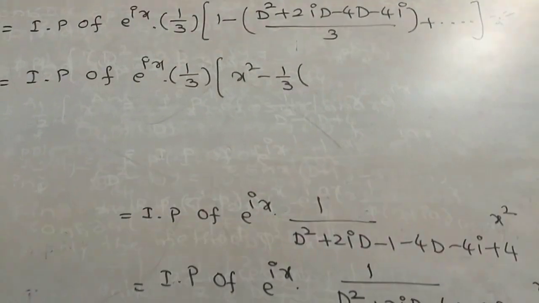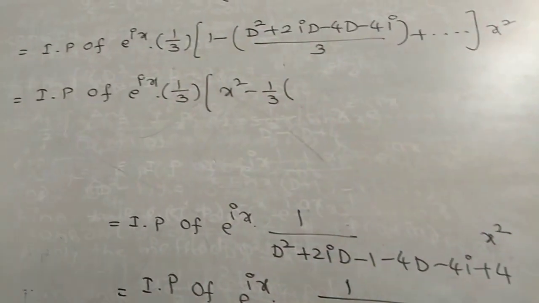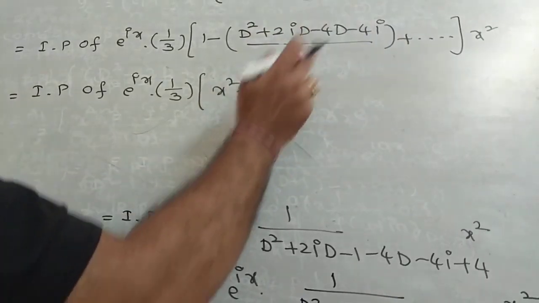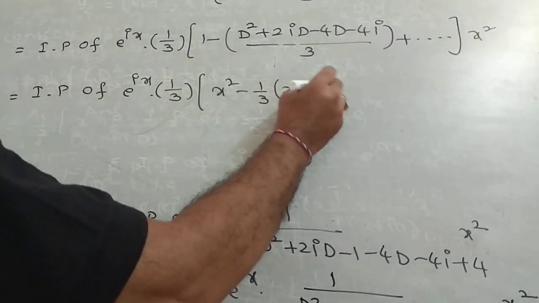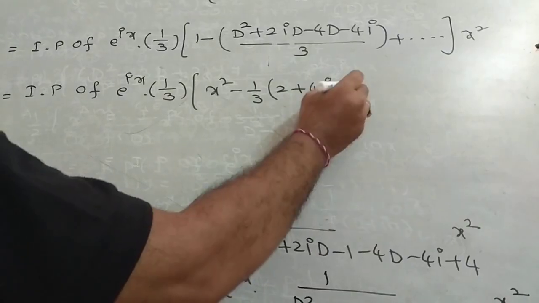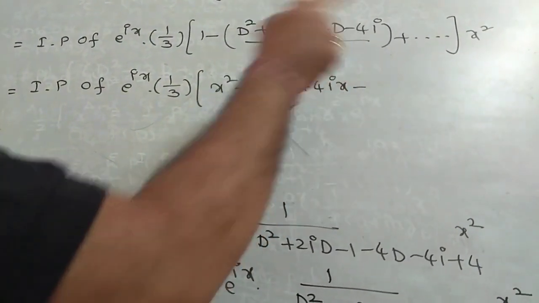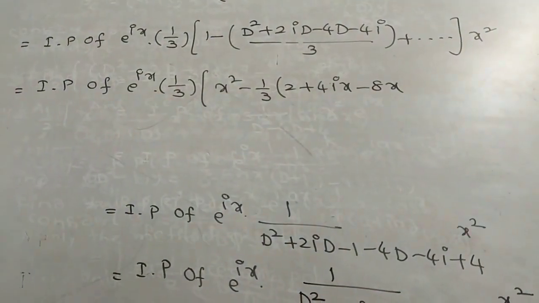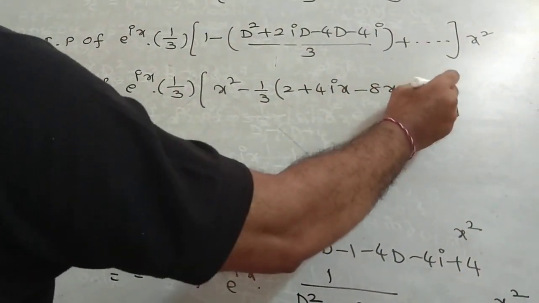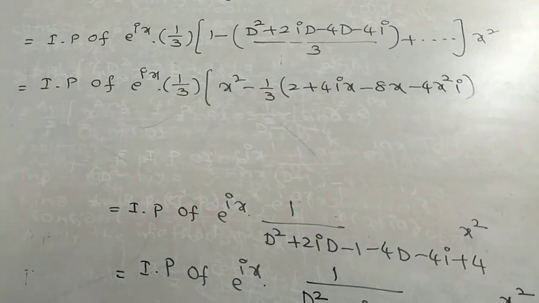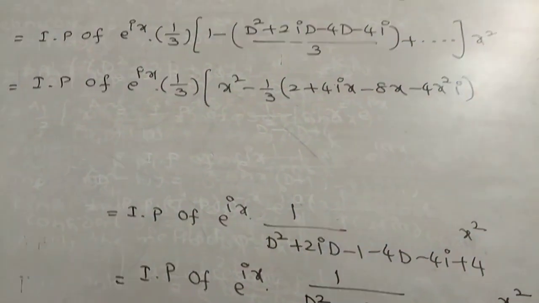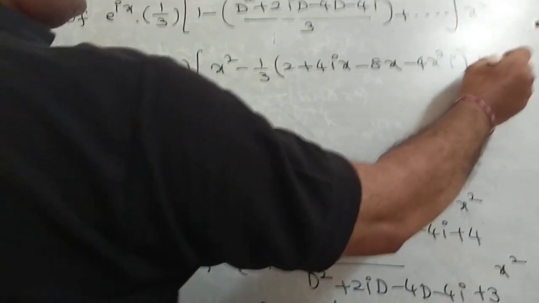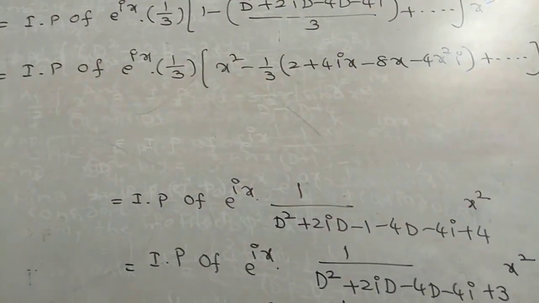What about D squared of the x squared value? The second derivative is 2, and plus 2iD, D stands for 2x, so it becomes 4ix, minus 4D, that is the first derivative 2x, minus 8x, and minus 4x squared i. This is for the first one. Similarly, if I take the square of the next term, somewhat you will get the next term also. Just you do the simplification.